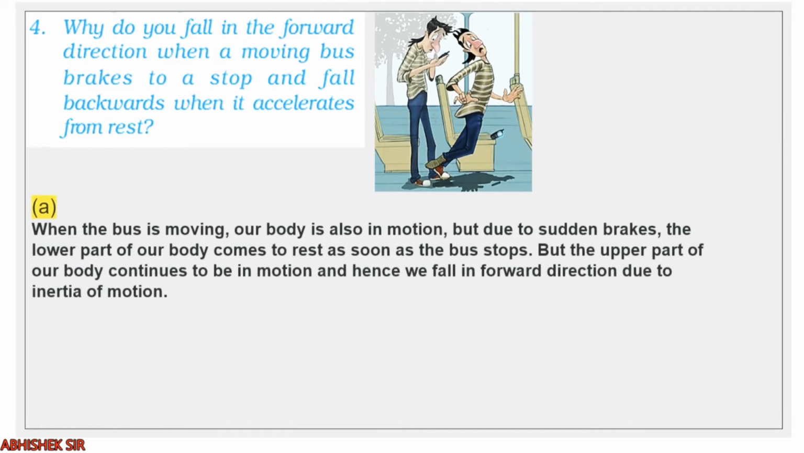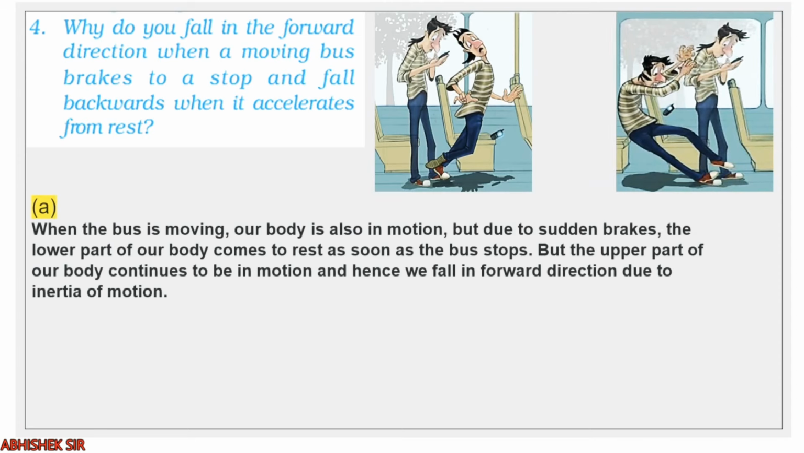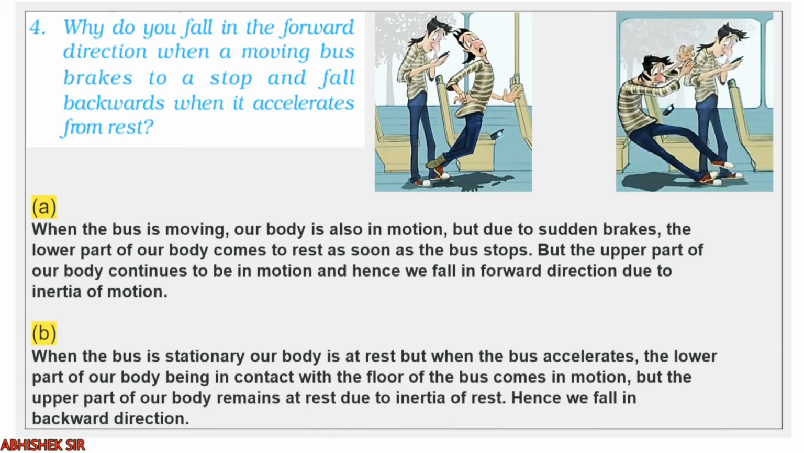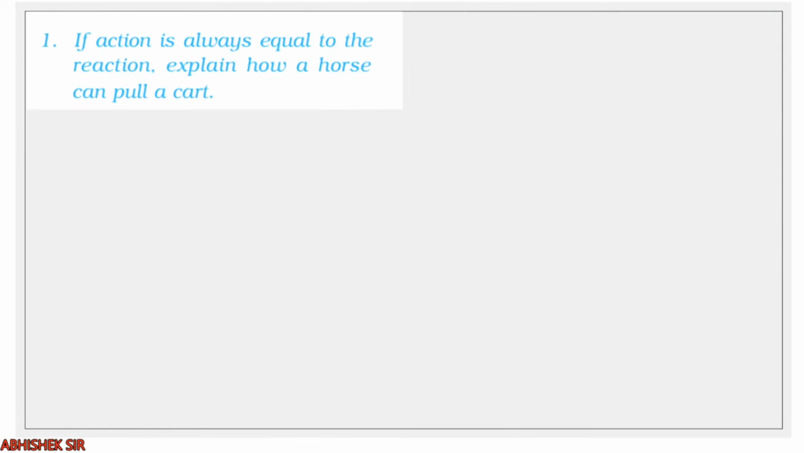So what we can write: when the bus is moving, our body is also in motion. But if a sudden brake is applied, the lower part of our body comes to rest, but the upper part will continue in motion. So we fall forward. Now second case, when the bus accelerates from rest, we will move backward. Why? Because when the bus was stationary, we were also stationary. When the bus accelerated, only our lower part accelerated and moved forward. Our upper part remained stationary, so we fell backward. So case-wise and in diagrams I have shown it. So this will be the answer. Moving on to the next question.